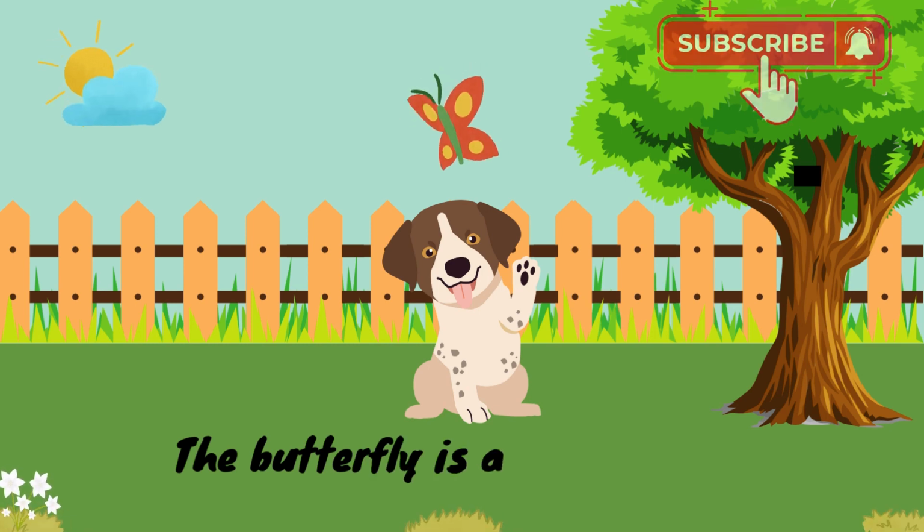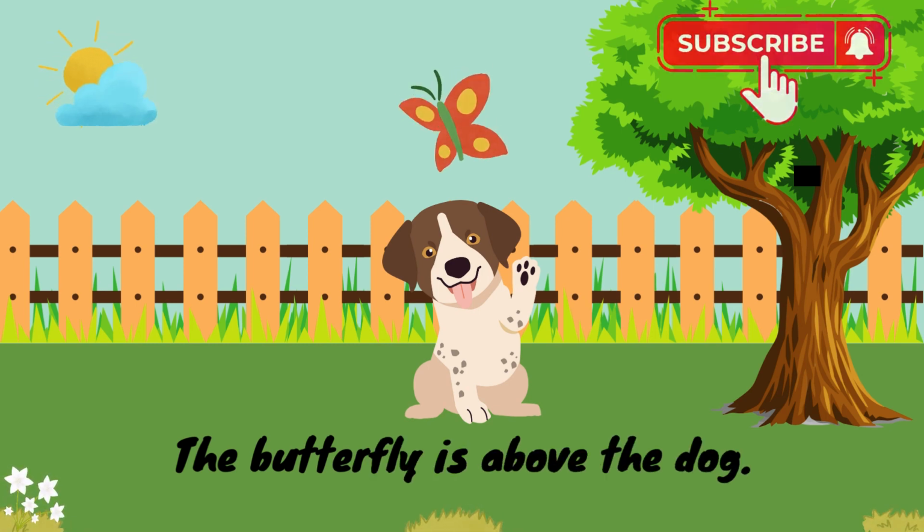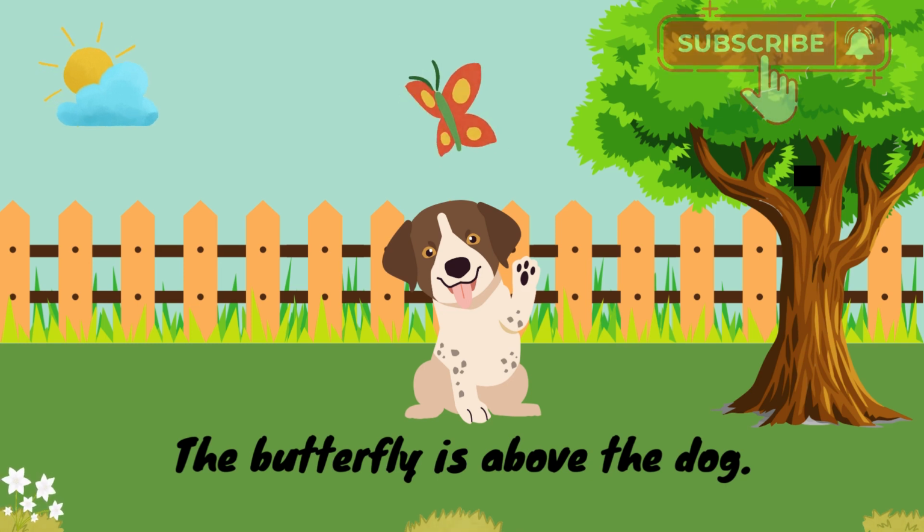The butterfly is above the dog. Above means ऊपर, but वो आपके ऊपर पड़ा नहीं है. मतलब ऊपर आपके fly करिए. It is not on your head. So then we can use it above. The butterfly is above the dog.